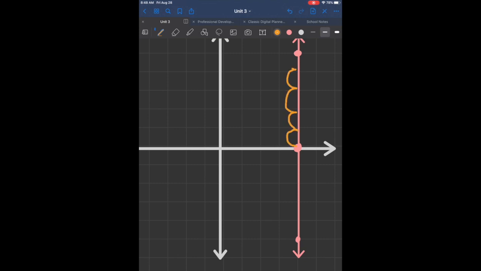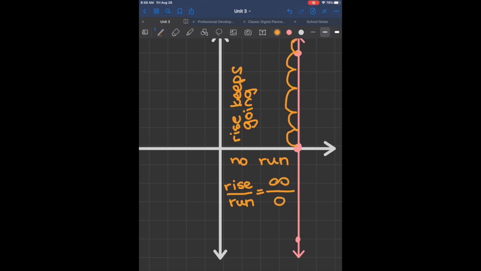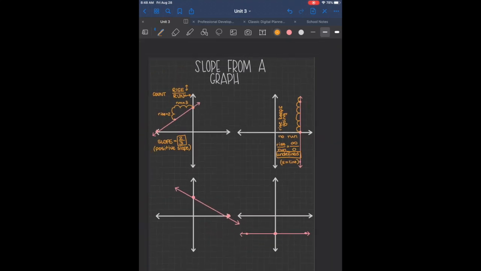For this one, we have a vertical line, so there's no run, which means our run is 0. You cannot have a 0 at the bottom of a fraction, which means that this is an undefined slope. That's an infinity sign if you didn't know. So infinity over 0 is undefined. That line was going up infinitely.